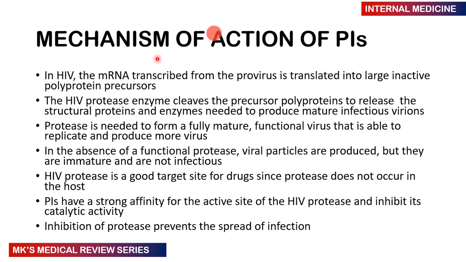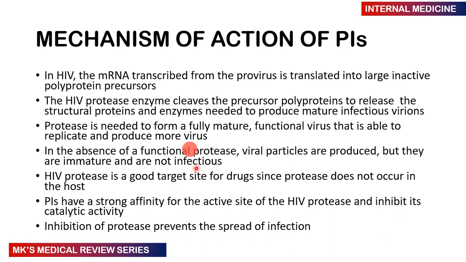Now, what's the mechanism of action of the protease inhibitors in detail? Remember that in HIV, the mRNA is transcribed from the provirus and translated into a large inactive polyprotein precursor. The HIV protease enzyme cleaves the precursor polyproteins to release the structural proteins and enzymes needed to produce mature infectious virions. The protease is needed to form this fully mature functional virus that is able to replicate and produce more viruses. Without functional protease enzymes, the viral particles produced are immature and not infectious.